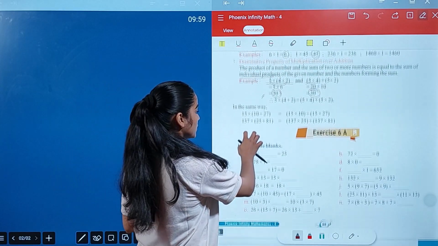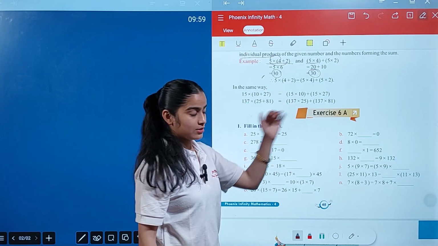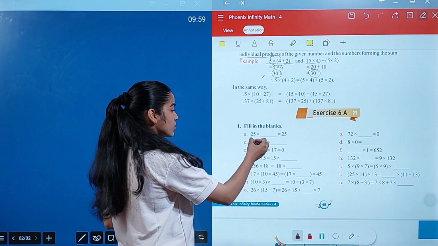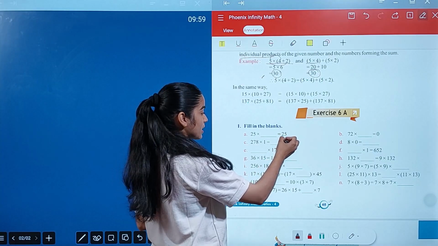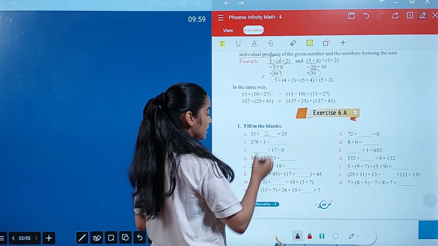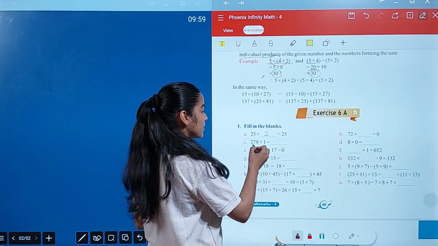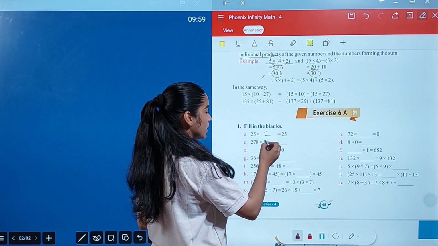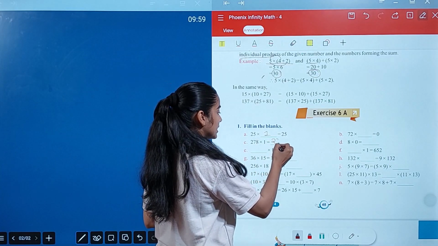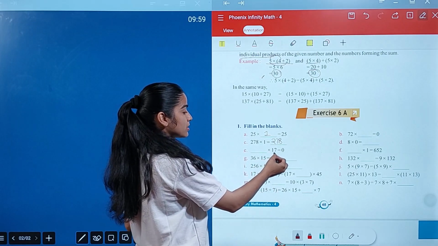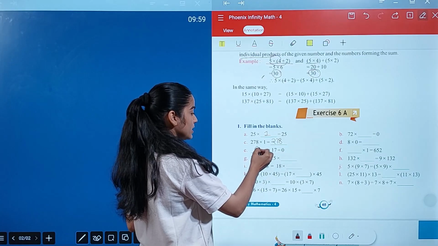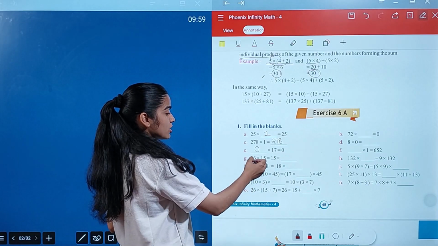Next, we move forward to our exercise, which is 6a. Let's start. Which number do I have to multiply 25 by to get the product 25 itself? It means I have to multiply it with 1. When I multiply 278 with 1, I'll get 278 as the product. Which number do I have to multiply with 17 to get 0? Obviously 0.